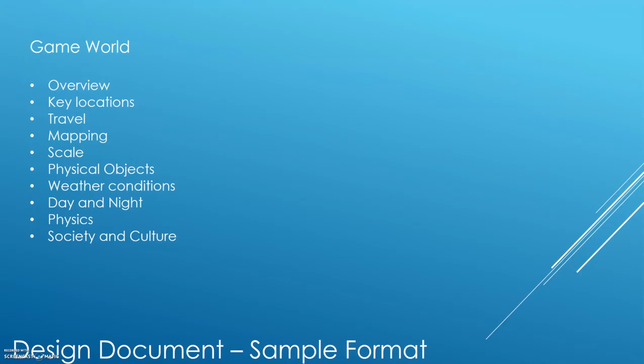If your game involves the creation of a world, you need to go into detail on all aspects of that world. An overview first of all, like the other sections. Key locations: where can the player go? How do they get there? How do they travel? The mapping, scale of the world, what physical objects are in the world, the weather conditions. Is it set in a snowy world, is it a desert, does it have day and night cycles? The physics of the world, and the society and culture which will tie into your story and the people who inhabit the world.